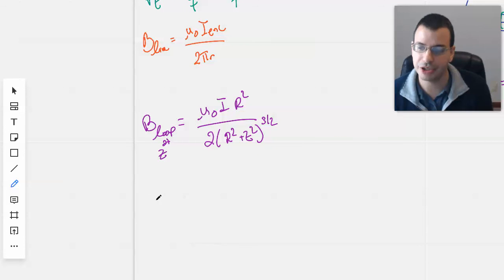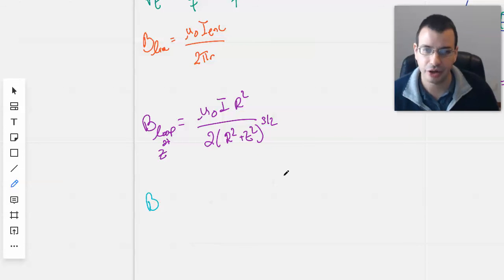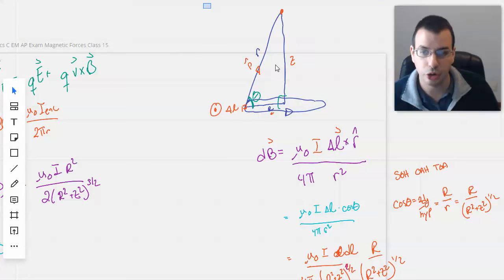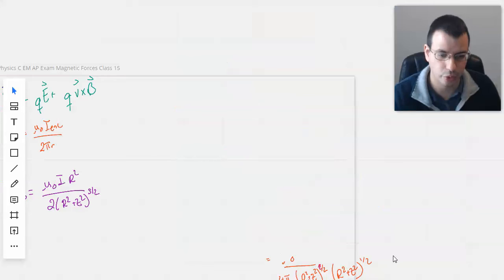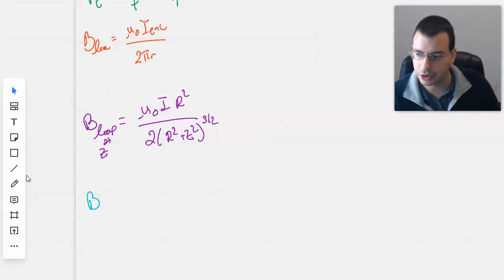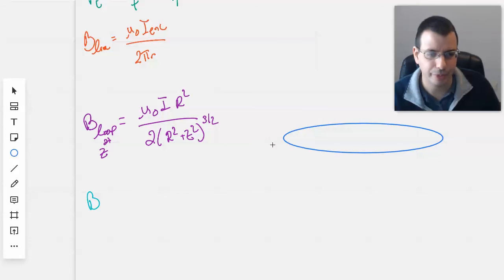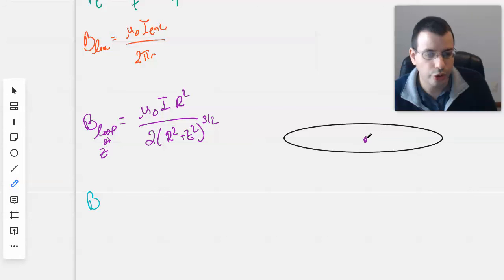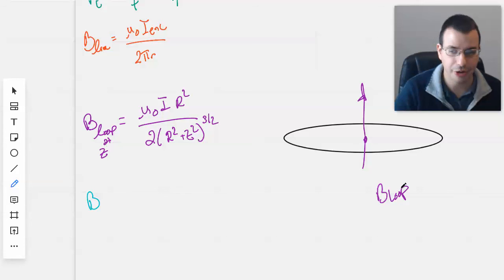But one of the other things that you need to memorize is for a loop with B at the middle. So I'll draw a real circle this time. Professionally done. And so we know the magnetic field at the center of a loop is going upwards, but we don't know the magnitude.